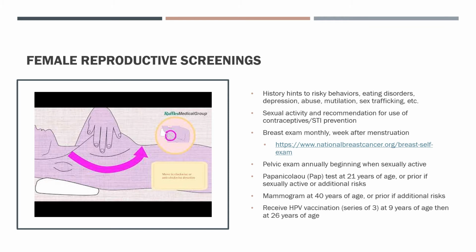A mammogram should be done at 40 years of age, or of course earlier than that if they have additional risks in their family for breast cancer. And we should recommend receiving HPV vaccinations. This is usually a series of 3 vaccinations starting at age 9 and then again at age 26.